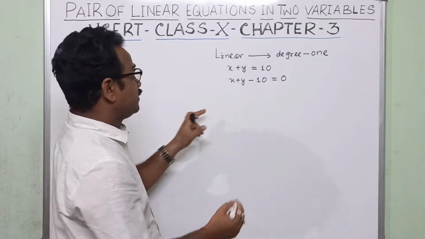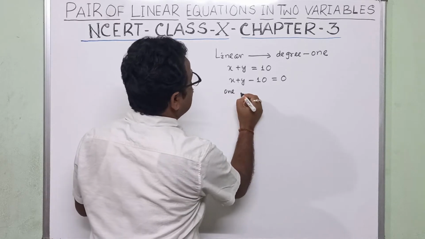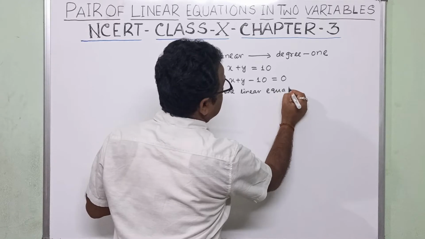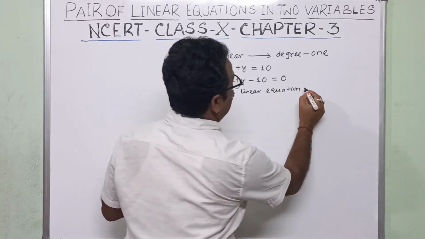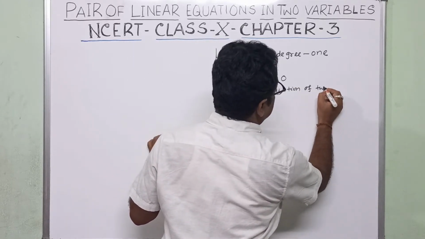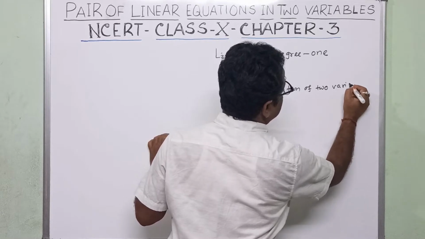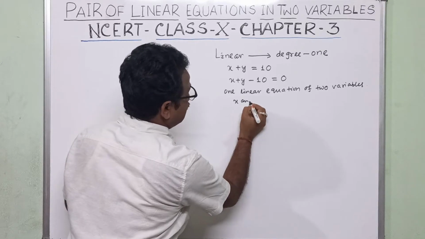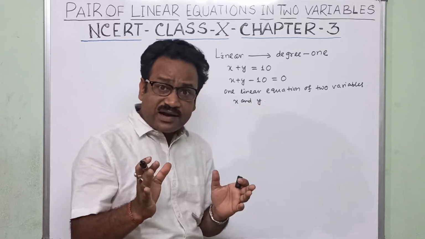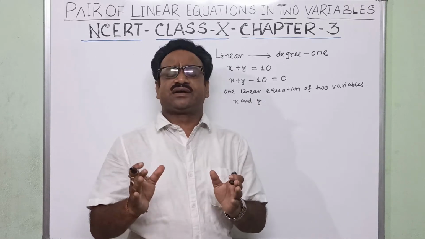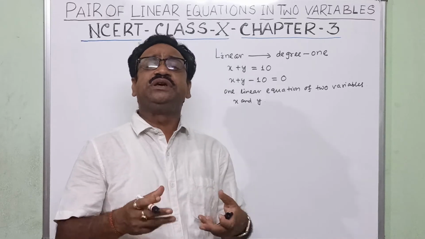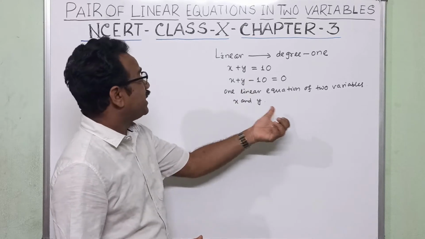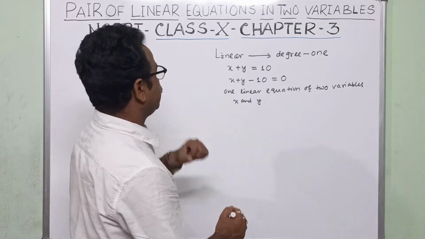So this is one linear equation of two variables. What? x and y. Variables are x and y. We can also take different variables. We can take p, q, a, b, whatever it may be. So here I have taken the variables x and y.